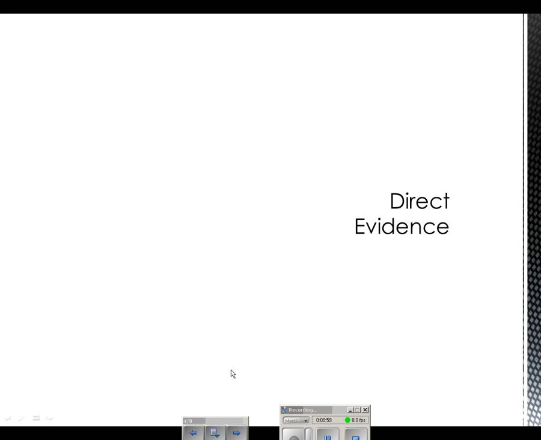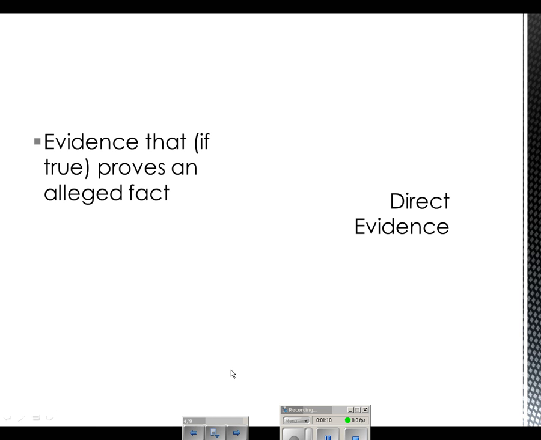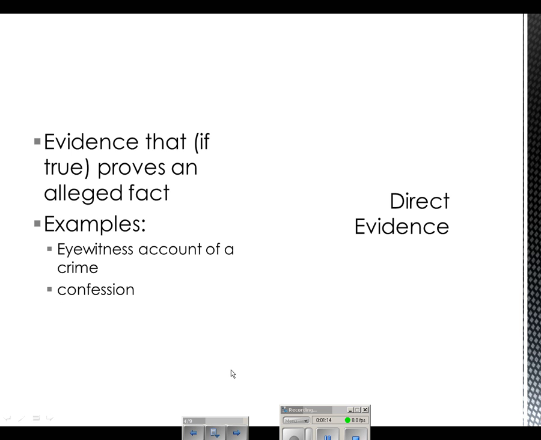Now, we have individual and class as two topics, but now we have evidence that we're going to talk about as direct or circumstantial, and that can fall under each category. Direct evidence is evidence that, if it's true, proves an alleged fact. This would be something like an eyewitness account of a crime or a confession. The best type of direct evidence is a confession.